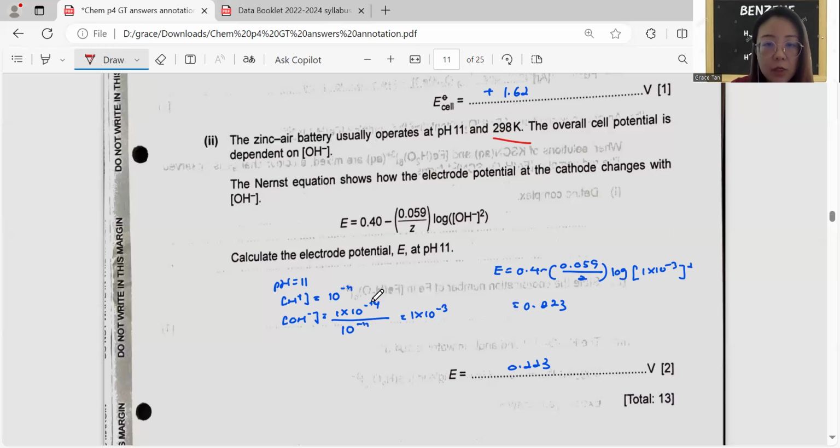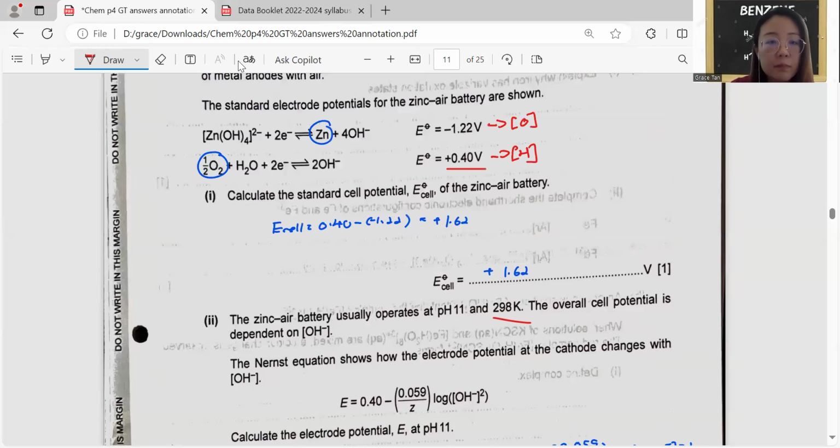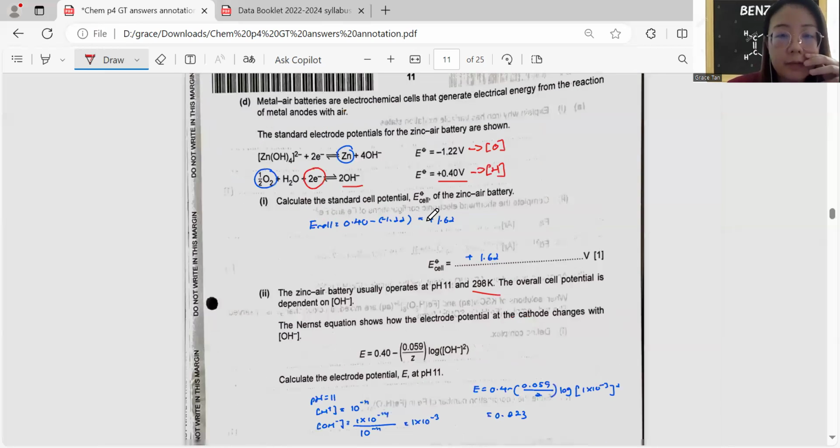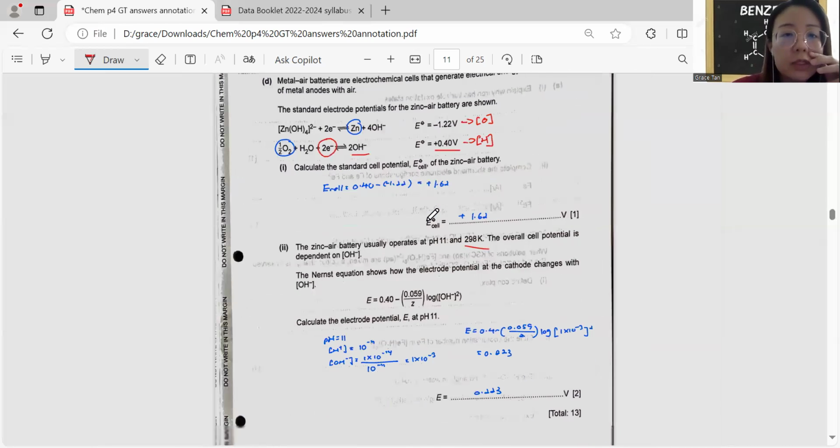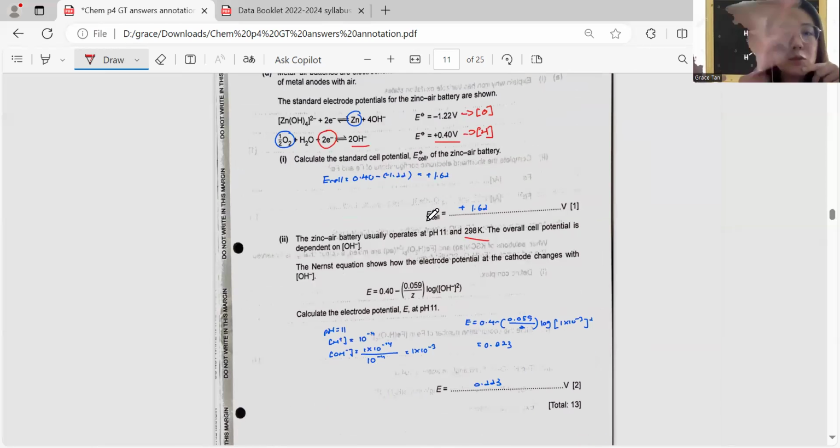Then I put it into the Nernst equation. If you look at the equation up here, 2 electrons are involved for the hydroxide. Let me re-look again. Do I still want it as 2? Yes, 2. No matter which equation you pick, it's still 2. You understand? So therefore, Z is 2. Then I put in my hydroxide concentration and I square it according to the formula given. So the E value calculated is 0.223.